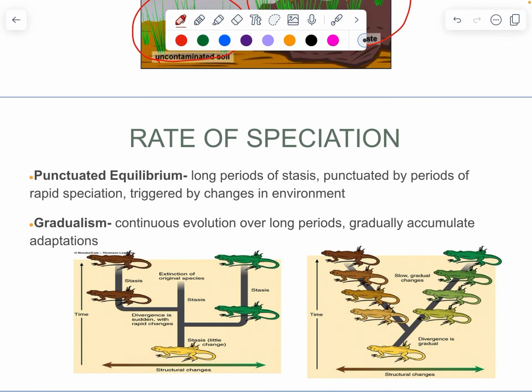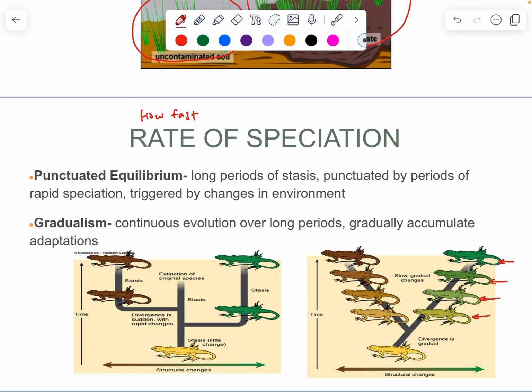Okay, so now the last idea that we're going to talk about is the rate of speciation, how fast speciation occurs. There are 2 accepted models that explain rate of speciation. The first one is gradualism. Gradualism, as the name implies, says that evolution happens continuously over long periods of time, and it happens very, very slowly, gradually, as all these organisms accumulate slight gradual changes, one generation after the other. Okay, so that is gradualism.